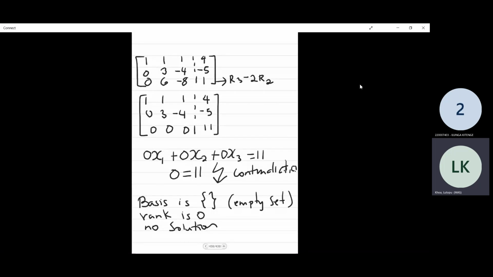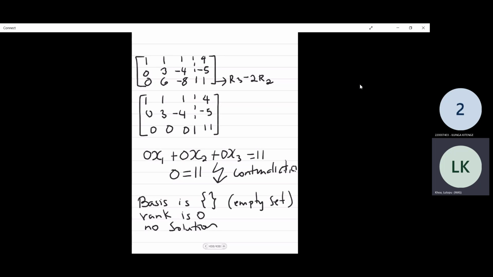Yesterday and the day before, we were looking at Gauss elimination. The first lesson, we just used Gauss elimination to solve a system of linear equations. And then yesterday we used it to work out the rank and the basis of a given augmented matrix. So we'll look at a few more examples of how we do that.